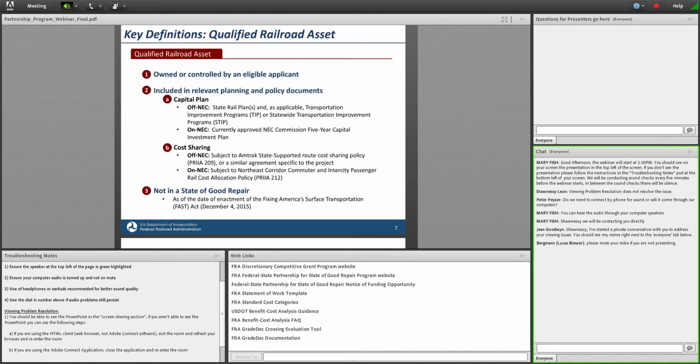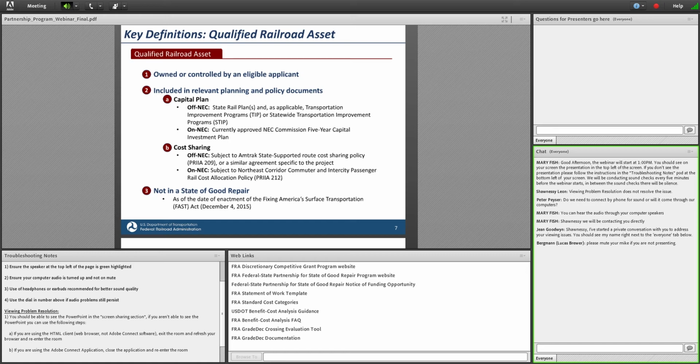Now, the second part of a qualified railroad asset is that the assets are included in relevant planning and policy documents. And here, the way you satisfy this provision depends on whether you are on the Northeast Corridor territory that we just defined or off that corridor. The first item is a capital plan. If you're off the corridor, we would look to state rail plans, and as applicable, any transportation improvement programs or statewide transportation improvement programs, the TIPs or STIPs, for having that project listed in those documents. And on the corridor, we would look to the currently approved Northeast Corridor Commission 5-year capital investment plan.